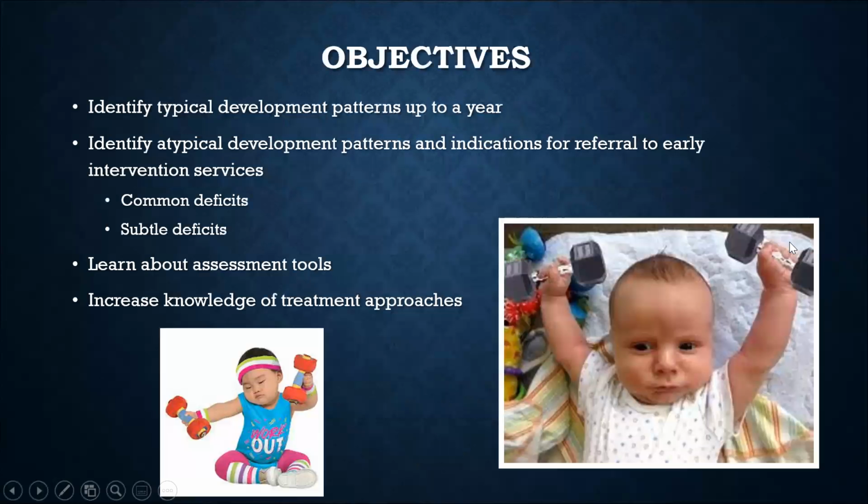So a few objectives for today. We're going to identify typical developmental patterns up to a year. We're going to identify atypical developmental patterns and indications for referral to early intervention services. We'll learn about assessment tools and we'll generally increase the knowledge of treatment approaches. We have divided this up into 5 groupings that correlate with large milestone achievements.